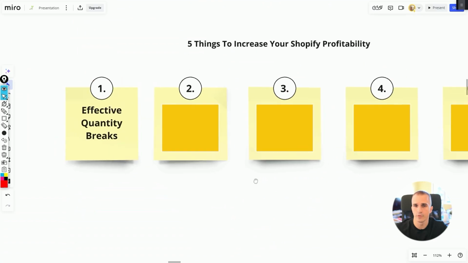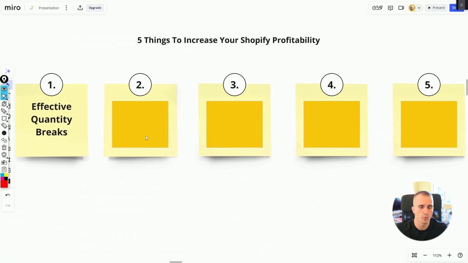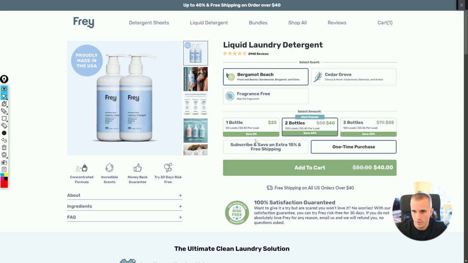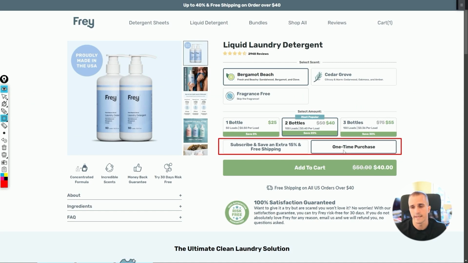Then the second thing that you can take from this Shopify store and apply to your Shopify store is how they are incentivizing their customers to subscribe with certain benefits. What I mean by that is that you can see just below the quantity break, they have this part here where their customers can choose one-time purchase versus subscribe and save an extra 15% and free shipping. So this makes a subscription option a no-brainer because they can cancel it anytime. They can only benefit by having an extra 15% and the free shipping in this case.